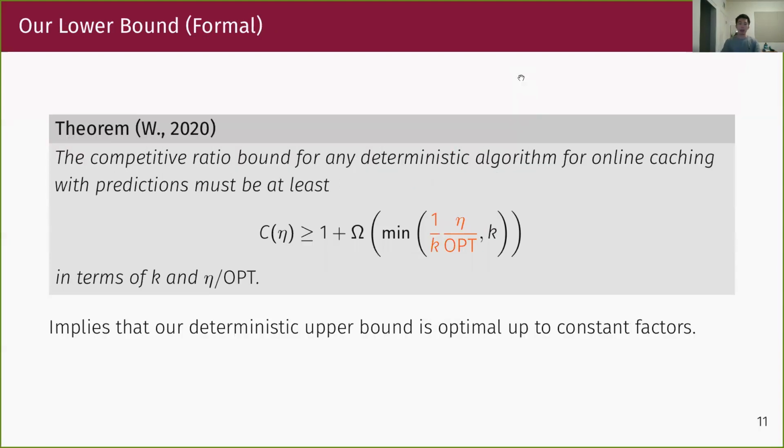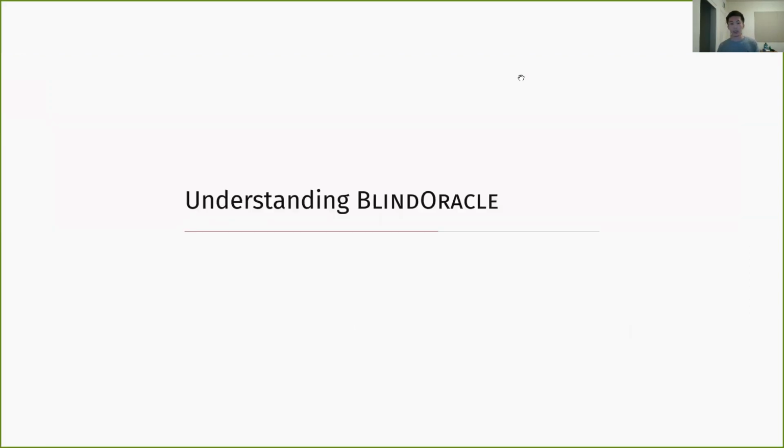In addition to these upper bounds, I show a matching lower bound for the deterministic setting by showing that you must have this 1 over k times eta over opt term in your competitive ratio. And so this implies that the deterministic upper bound from the previous slide is tight up to constant factors. And so that concludes the presentation of the model and the results. For the remainder of the talk, I'll focus on the upper bounds and the intuition behind them.